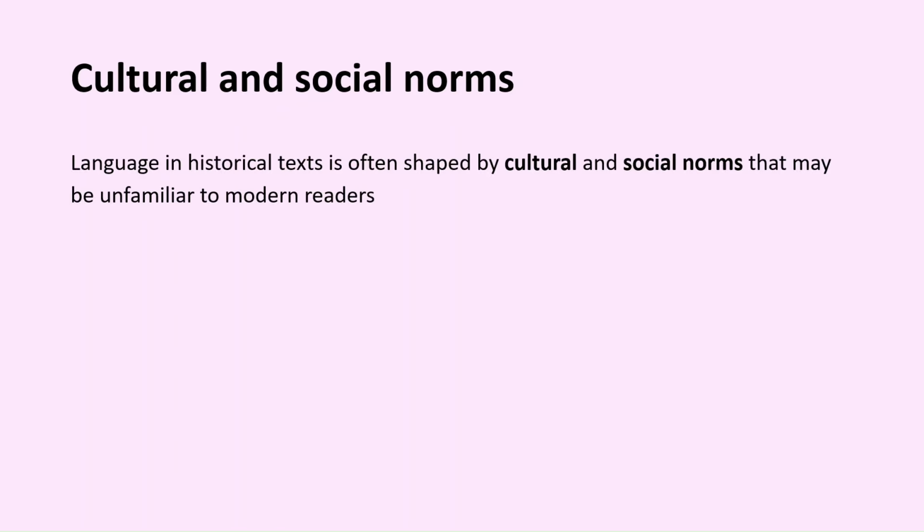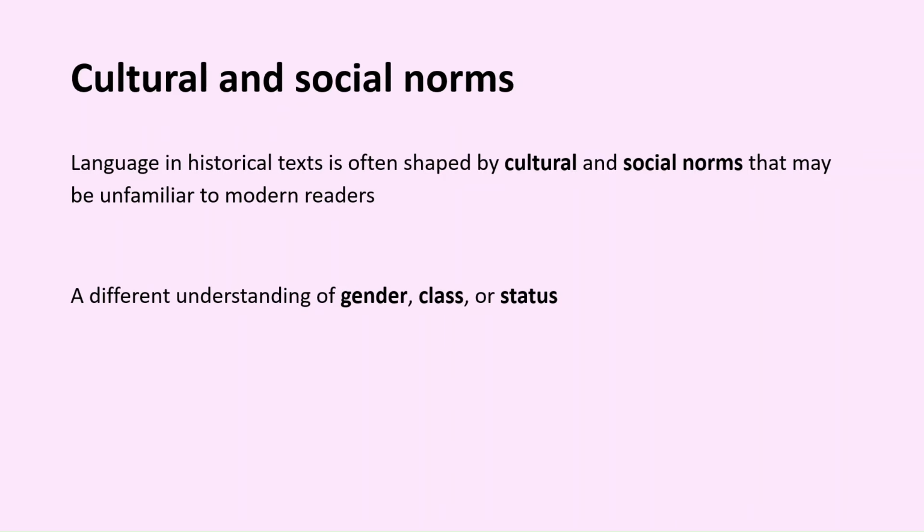Finally, another really important aspect are social and cultural norms. Language in historical texts is often shaped by cultural and social norms that may be unfamiliar to modern readers. Words or phrases that were once common or acceptable might have different meanings or connotations today. Understanding these differences is crucial in analyzing older texts.